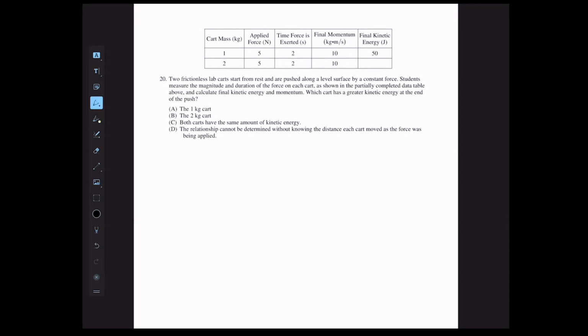Okay, two frictionless lab carts start from rest. Which cart has the greatest kinetic energy at the end of the push? So they still have the same impulse, 10, but they have different masses. So the speed of this one is 10, and the speed of this one is 5. So 1/2 times 5 squared is 25. So cart 1 has the greater kinetic energy.